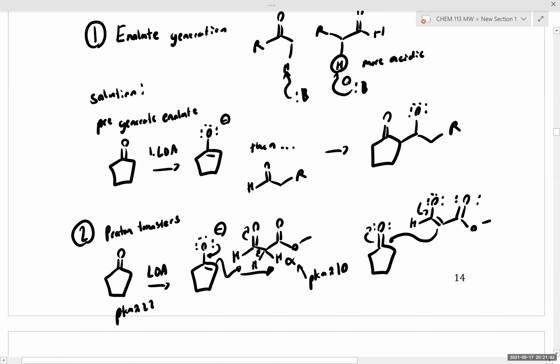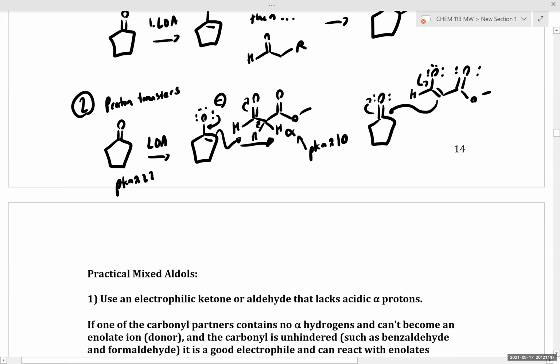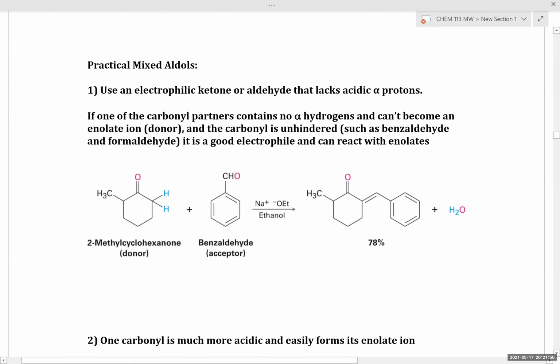Okay, so from here, let's talk about some other examples of practical mixed aldols. First, we can use an electrophilic ketone or aldehyde that lacks acidic alpha protons. If one of the carbonyl partners contains no alpha hydrogens and you can't form an enolate, and the carbonyl is unhindered, it is a great electrophile for aldol condensations.